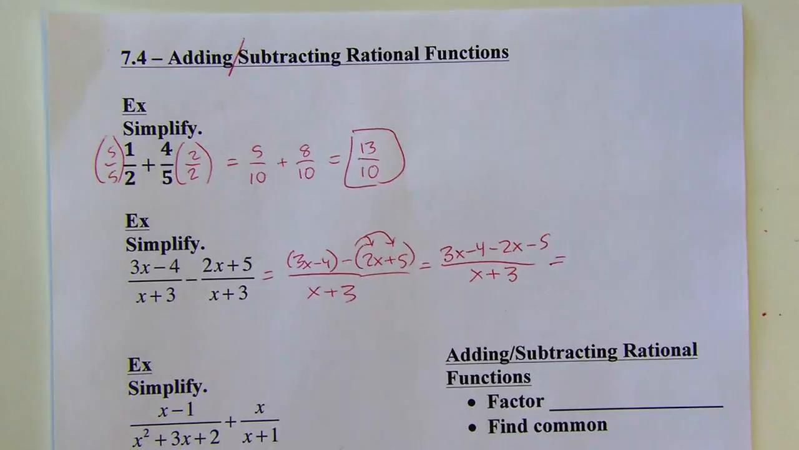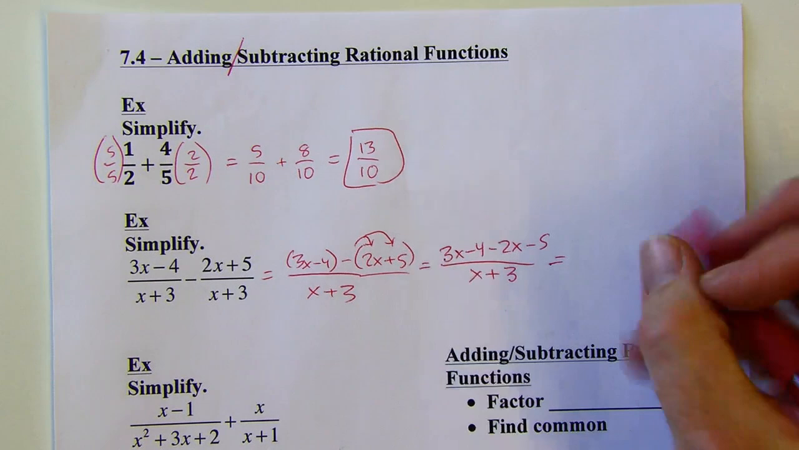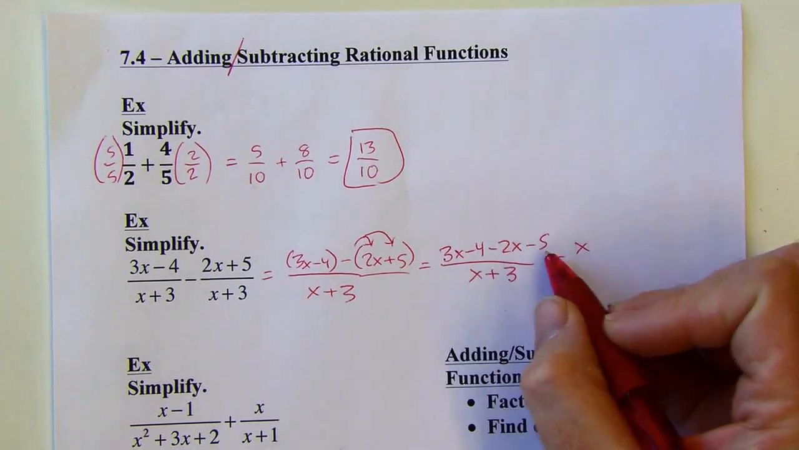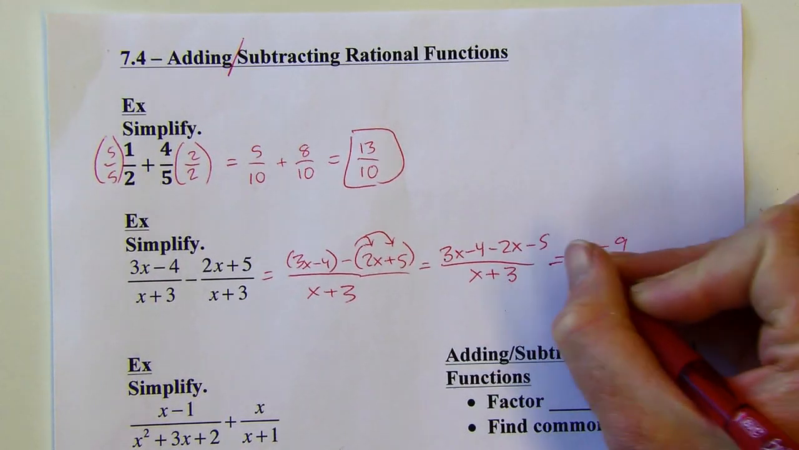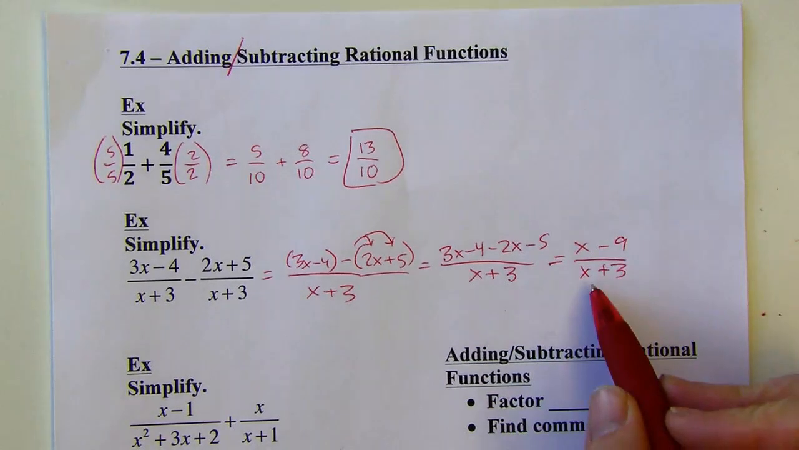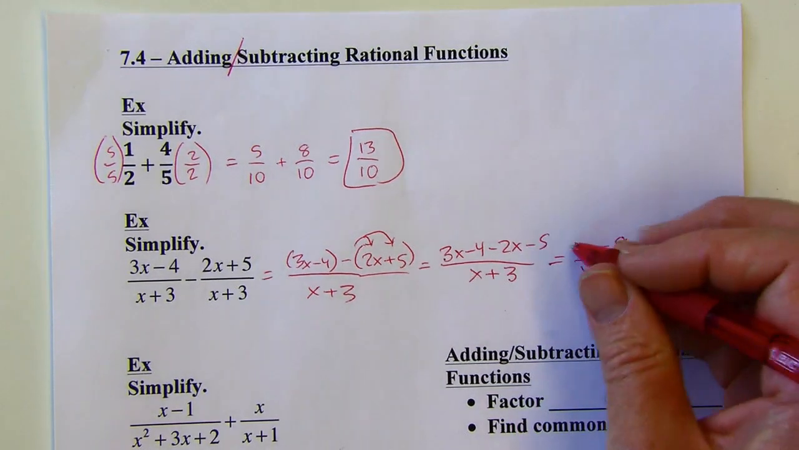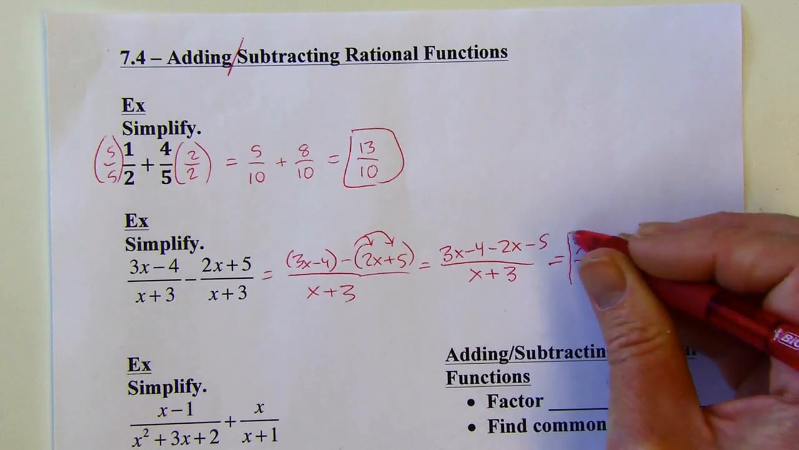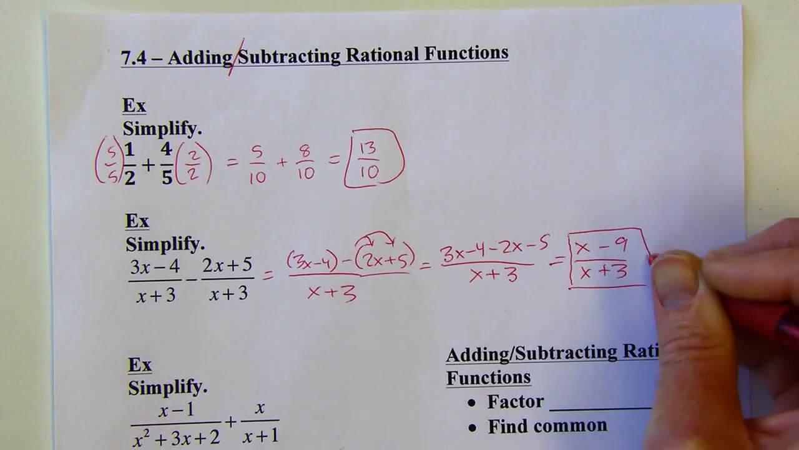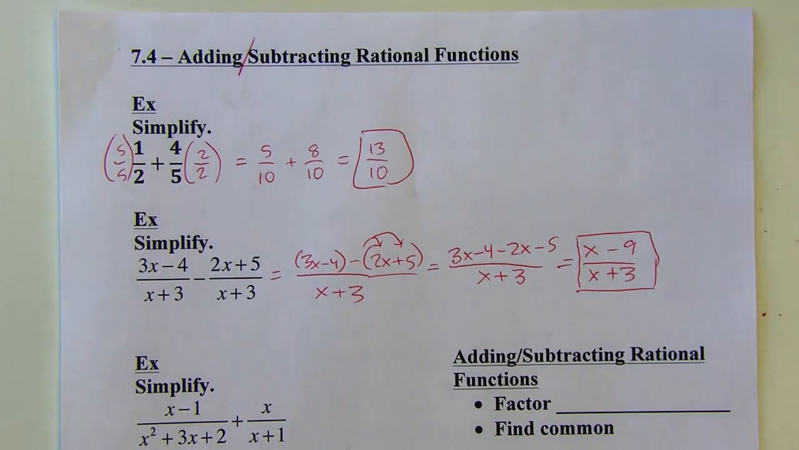Okay. And then I'm going to combine like terms up there. 3x minus 2x would be x, and negative 4 minus 5 is negative 9. And then I check to see if there's any more reducing I can do. You can't cancel out those x's because they're added and subtracted to different things. So those are terms of the numerator and denominator, not factors. So I can't cancel or reduce them. Same thing with the 9 and the 3. Okay, so there we go.